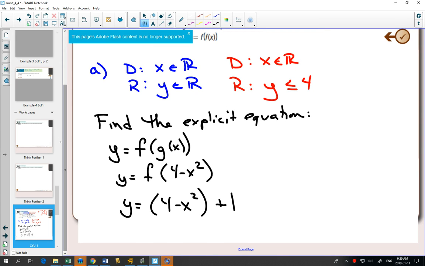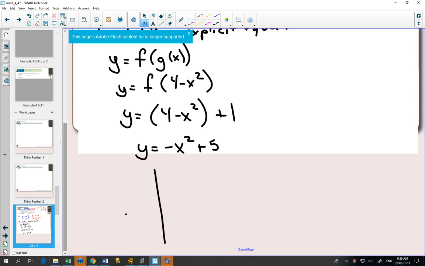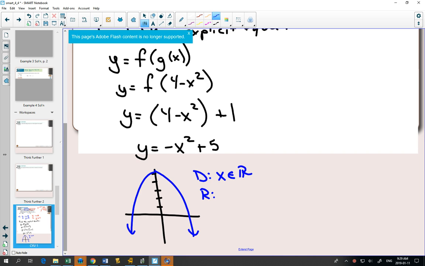So what does our final equation become? Negative x squared plus 5. That's a parabola that's been just shifted up 5 units. How hard is it to figure out the domain and range once you've graphed that? Not difficult at all. Just because I wanted a different color than black, but not connected to the colors before.